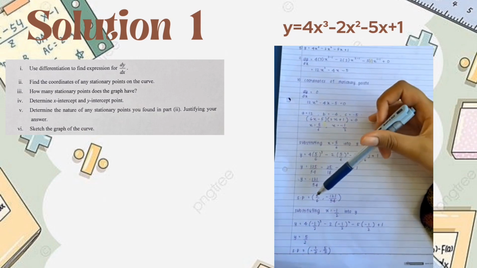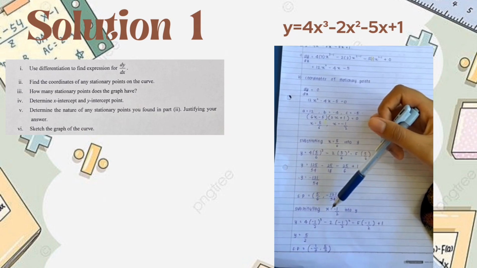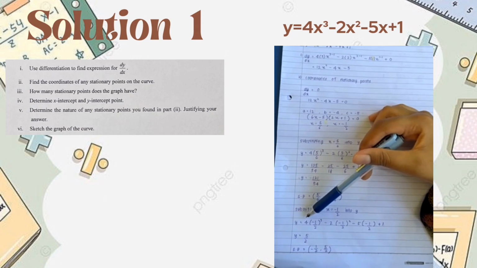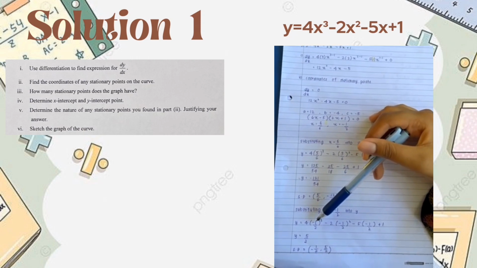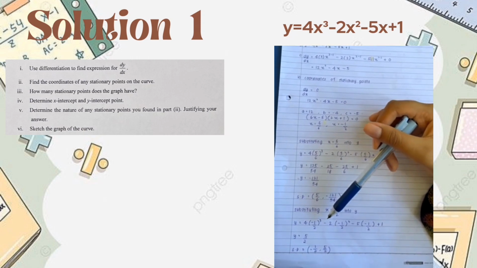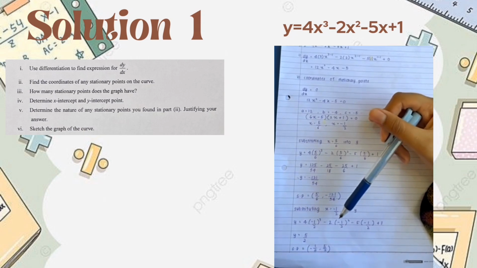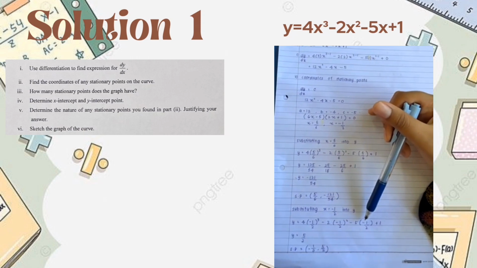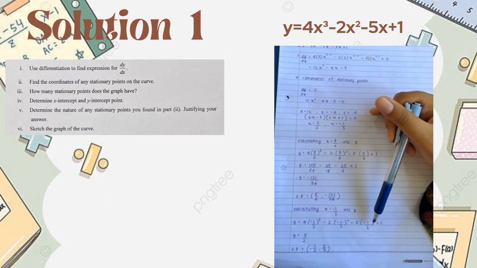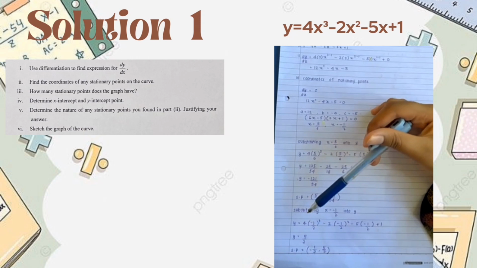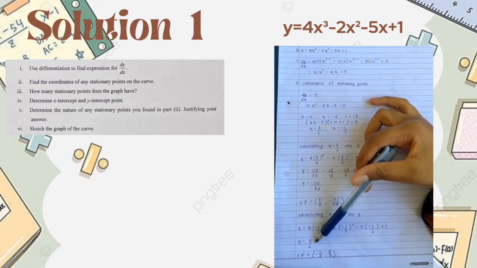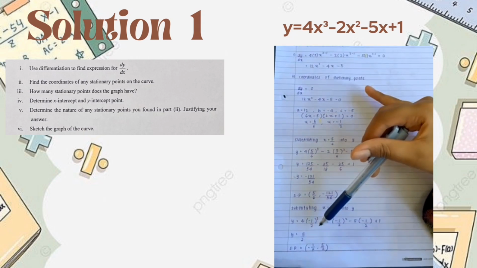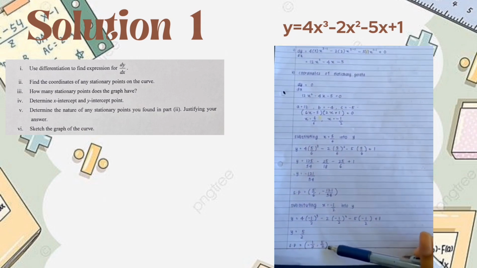And then we also have to substitute x equals negative half into y, which is y equals 4 times negative half cubed minus 2 times negative half squared minus 5 times negative half plus 1. Then we get the answer y equals 5 over 2. Therefore, the stationary point is negative half, 5 over 2.